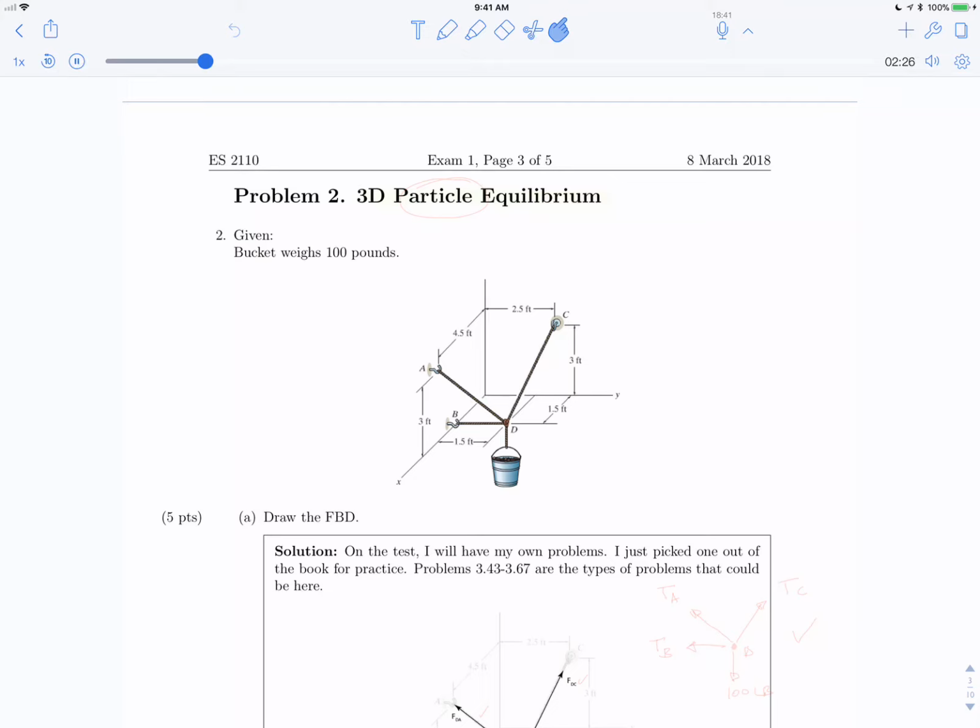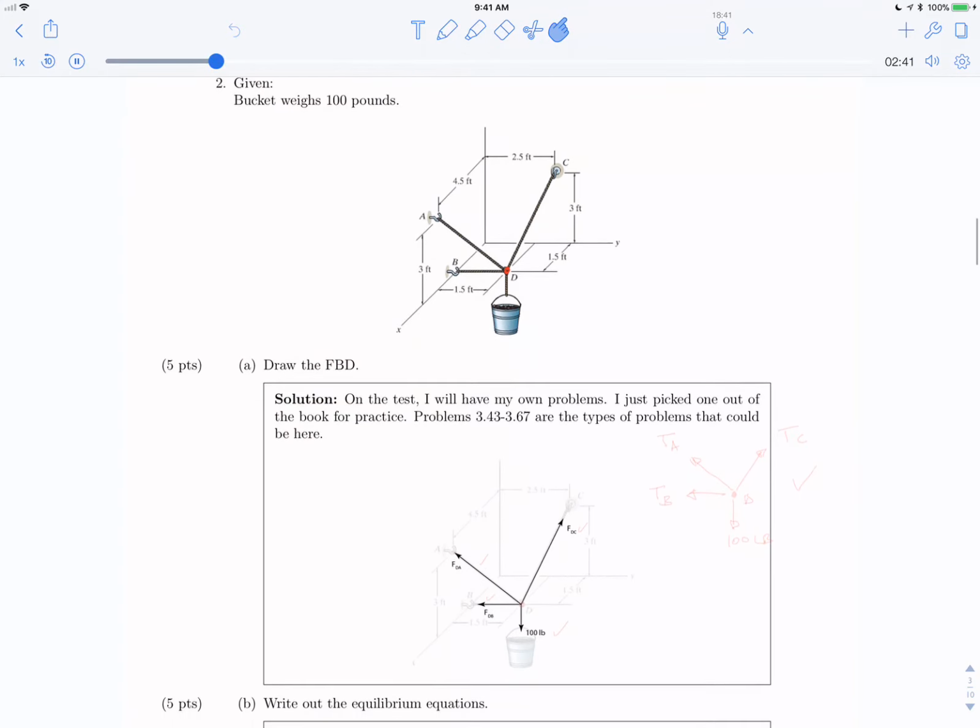This second problem is also a particle equilibrium problem. You notice point D is right there and all the forces are going through there. Not to mention that the title of the problem says 3D particle equilibrium. Anyway, the free body diagram for a particle, again, is just a point.